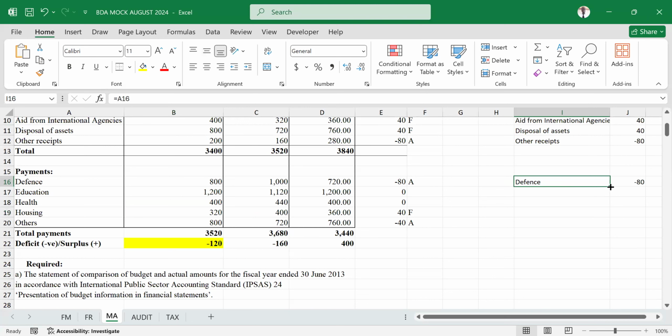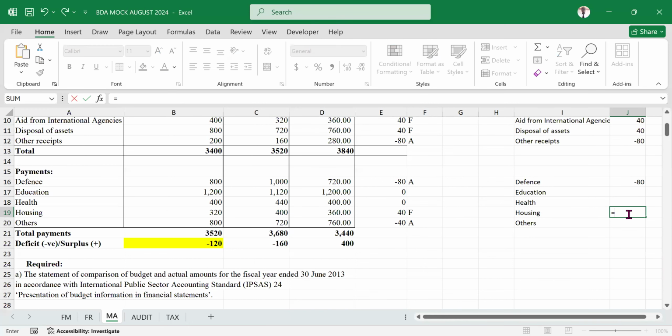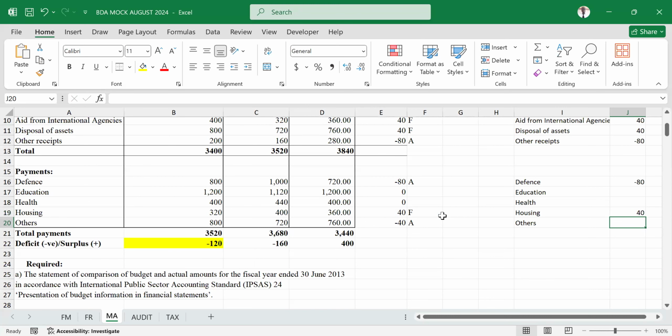So I will just bring on board these two, education and health, even though we are not reconciling them, but we are now reconciling the other two, which is housing and other. So in housing, we have a favorable 40. So I will just go ahead and bring the 40 that we saved on that part. We do again with the others. What are other payments we did? We expected to pay other elements 760, but we ended up paying 800. So we lost an opportunity to retain 40 billion. So that is a figure we bring there.